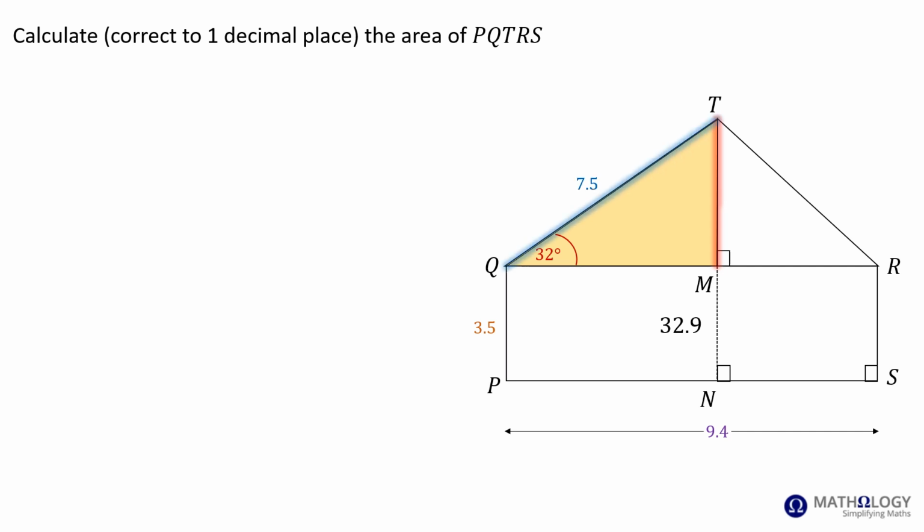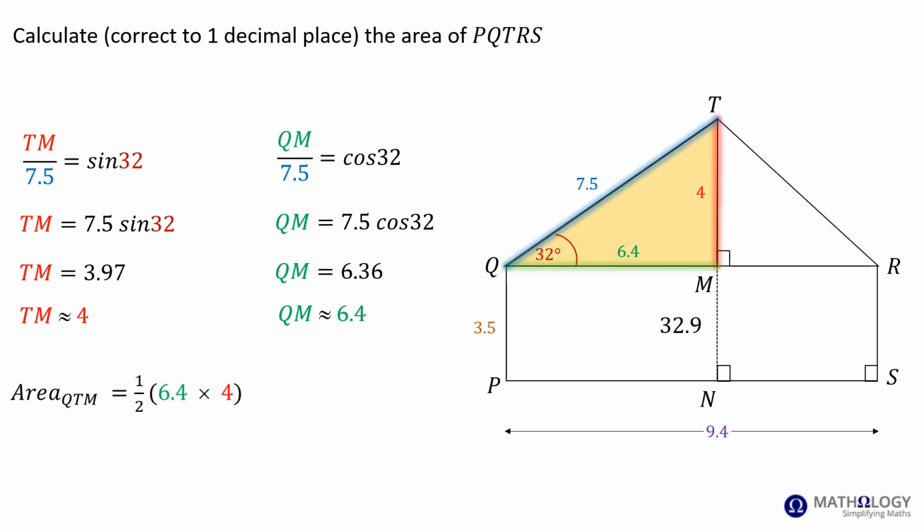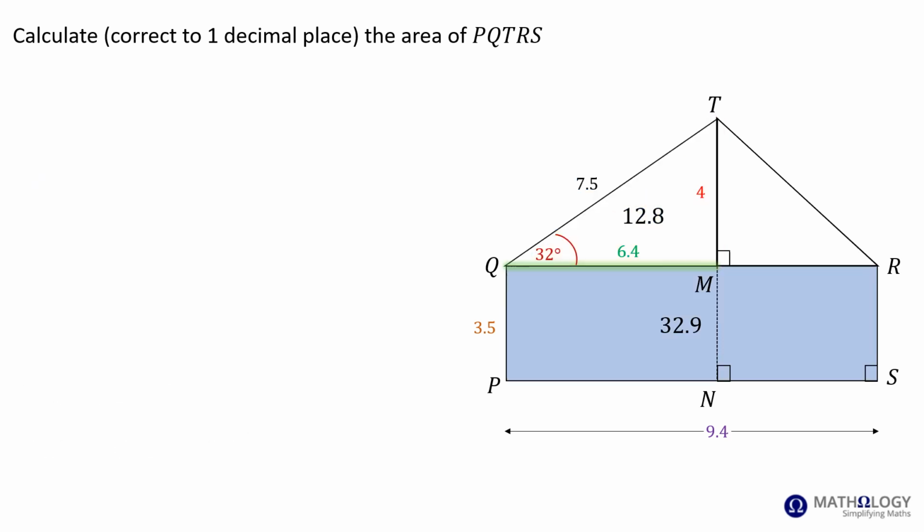Therefore, TM over QT equals sine 32. TM is therefore approximately 4 units in length. Similarly, relative to the angle 32 degrees, QM is the adjacent side, so QM over QT equals cos 32, which means that QM is approximately 6.4 units in length. The area of triangle QTM is therefore approximately 12.8 square units.